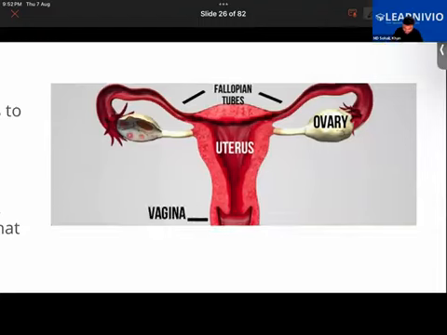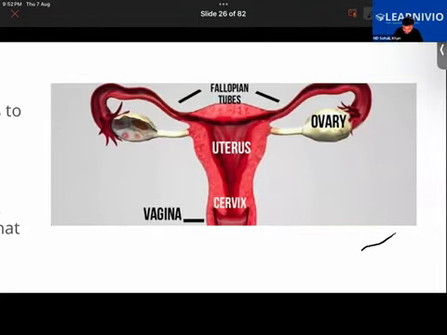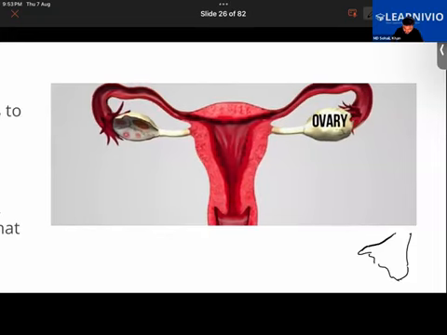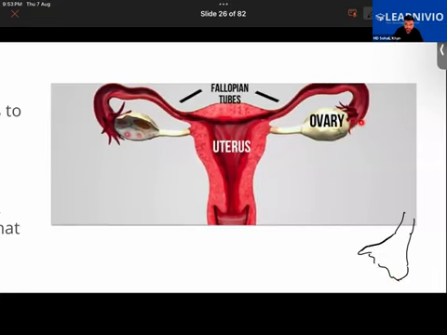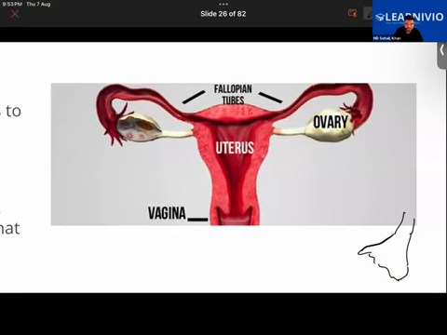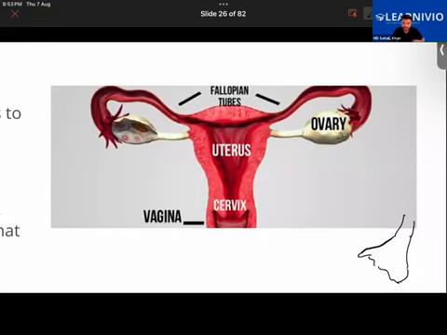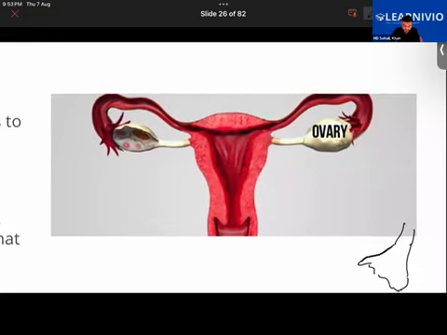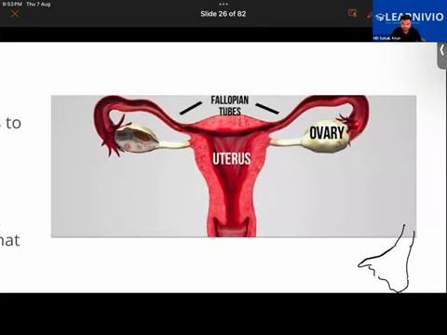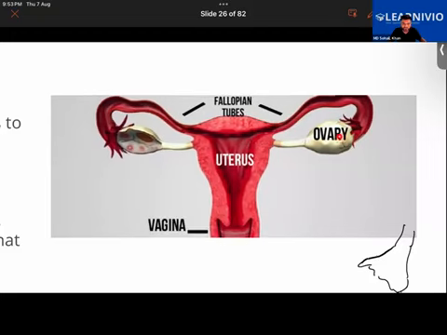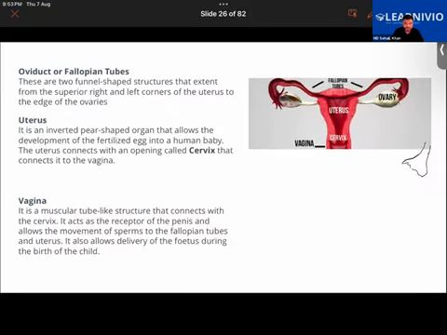See, isn't it kind of a funnel-shaped structure? Its function will basically be to catch the ovum that is released by the ovary. But that's not all. It's the site where fertilization takes place.